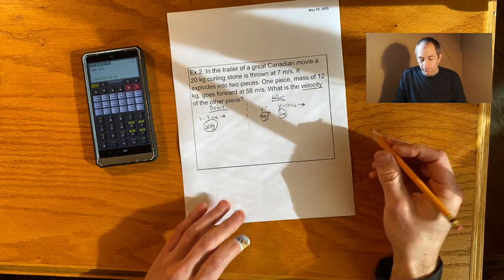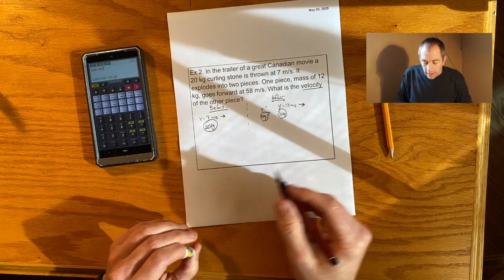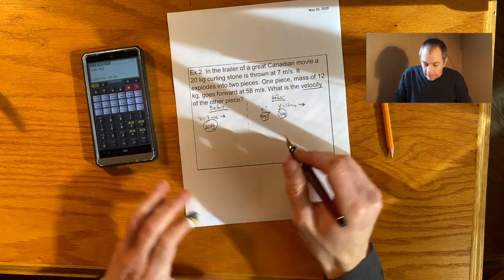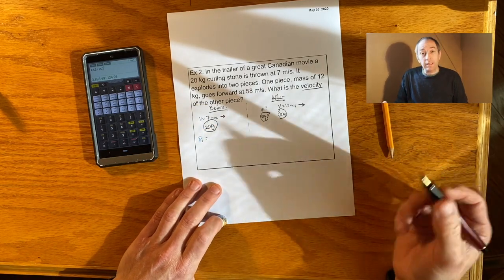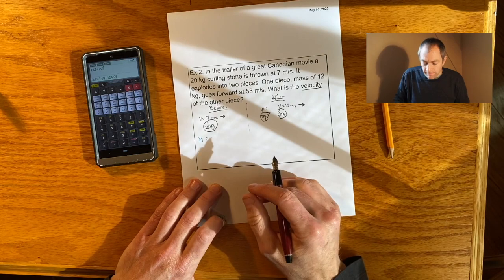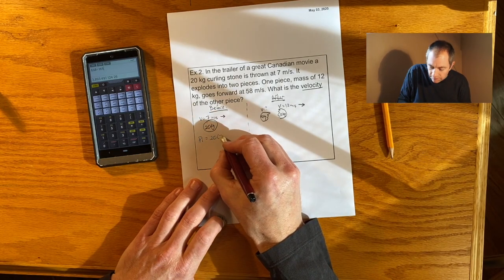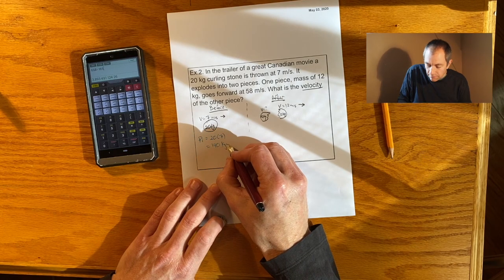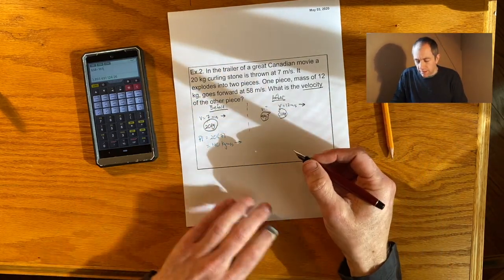So, same steps as the last one. We're going to say what our P initial is and what our P final is, and we'll make them equal. So P initial, I don't even need a calculator here. Remember P is M times V. I'll write it out for you: 20 times 7. So it's 140 kilogram meters a second. I'm going to put an arrow in. That's going to be important in the next example.